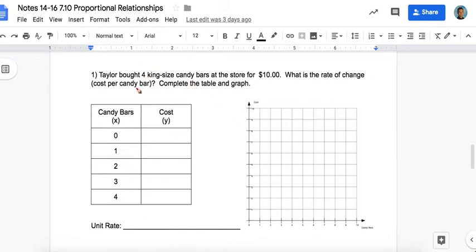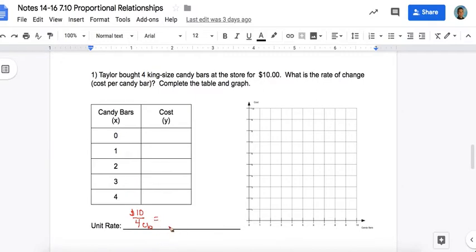So if we want to know the cost per candy bar, that means that we could divide the cost by the candy bars. And this goes for any unit rate you would have, like miles per hour. You would do miles divided by hours. So in other words, whatever it starts with, that's the number that's going to go on top. So cost per candy bar, miles per hour, ounces per week, dollars per week, dollars per hour. Whatever comes first goes on top. So in this case, we want to know the cost per candy bar, so we're going to put the $10 on top of the 4 candy bars. So we're going to divide by 4 candy bars.